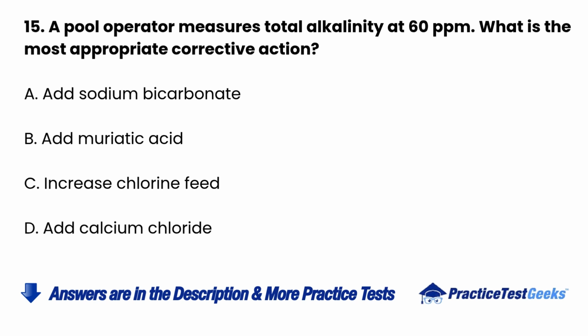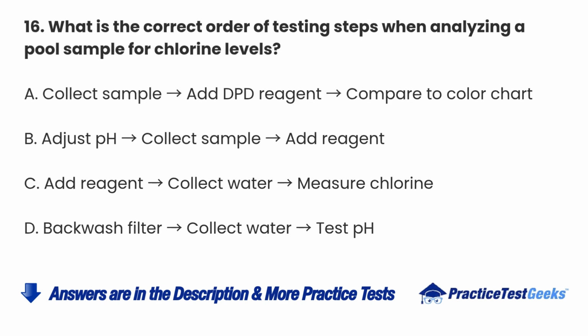15. A pool operator measures total alkalinity at 60 ppm. What is the most appropriate corrective action? A. Add sodium bicarbonate. B. Add muriatic acid. C. Increase chlorine feed. D. Add calcium chloride.